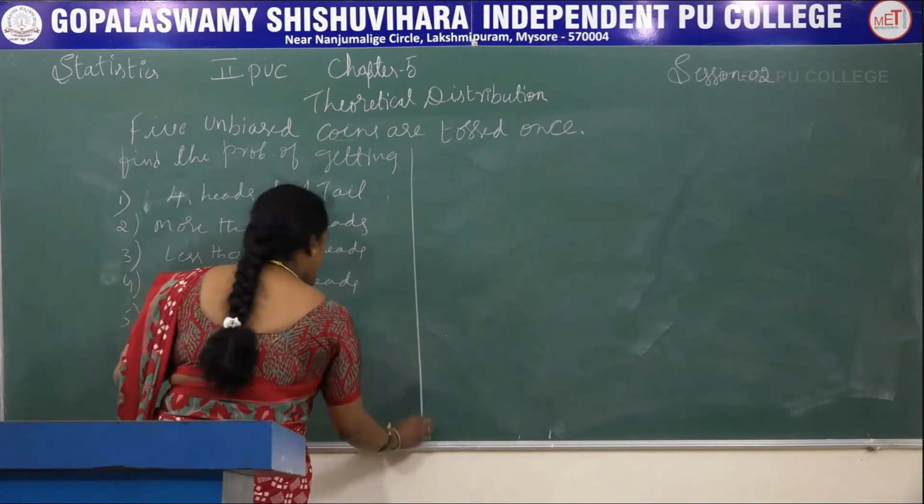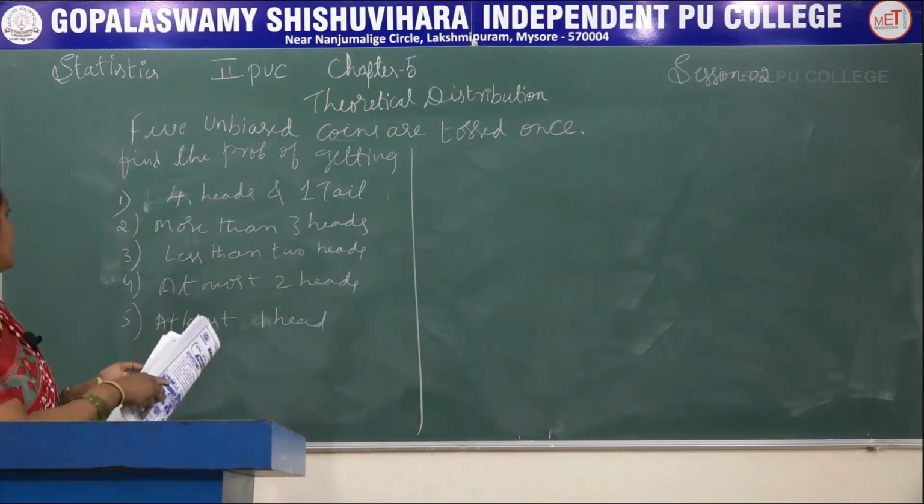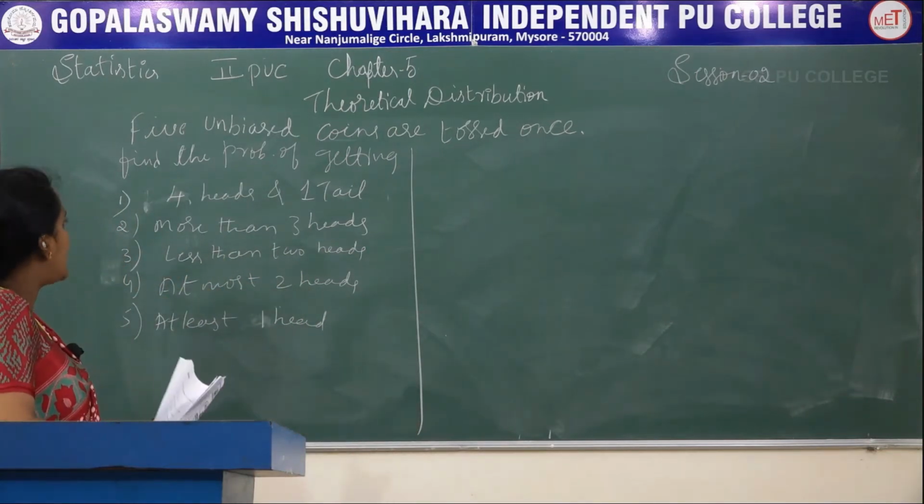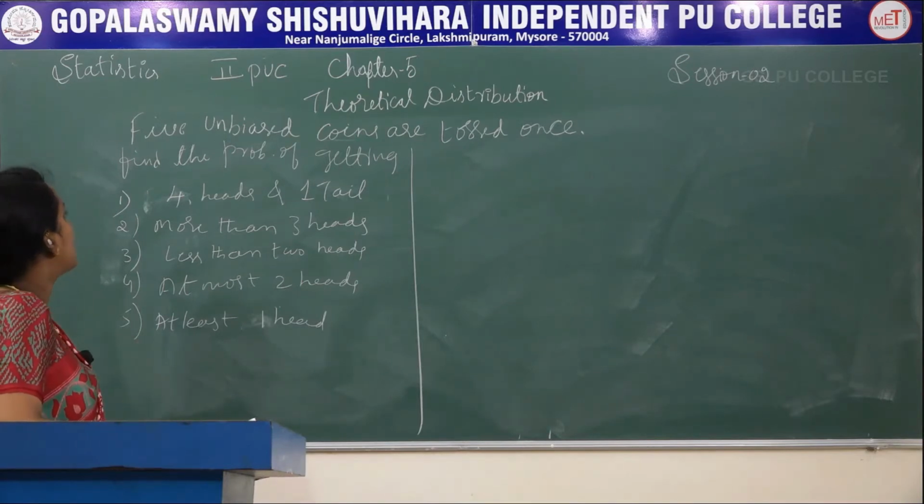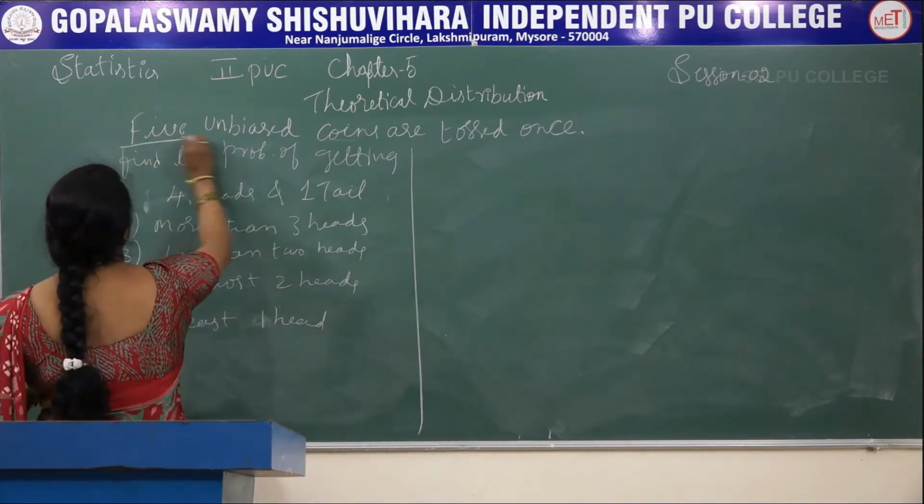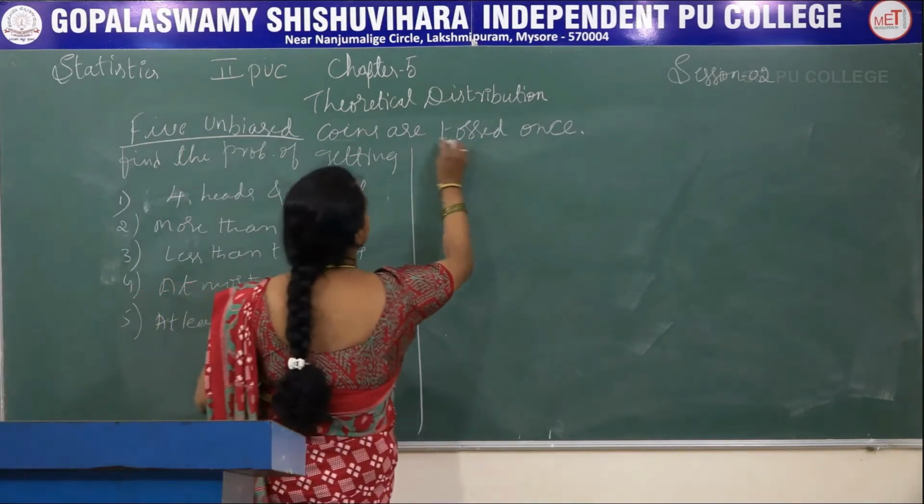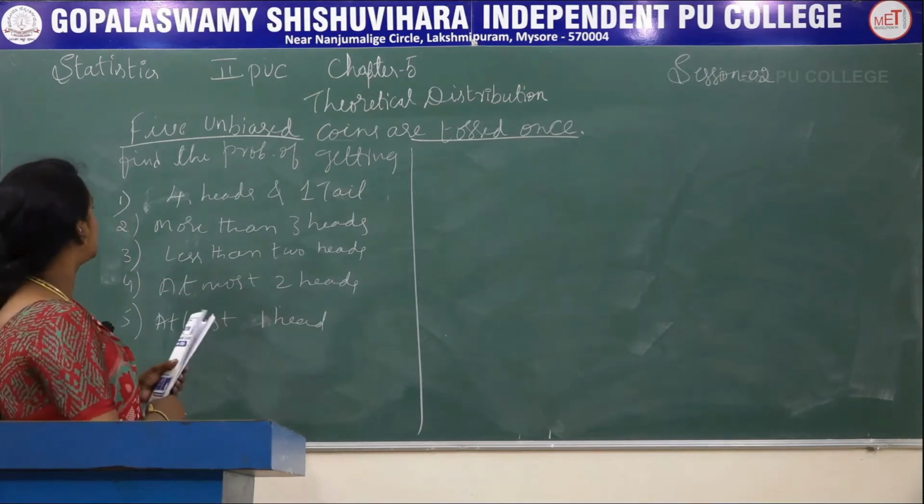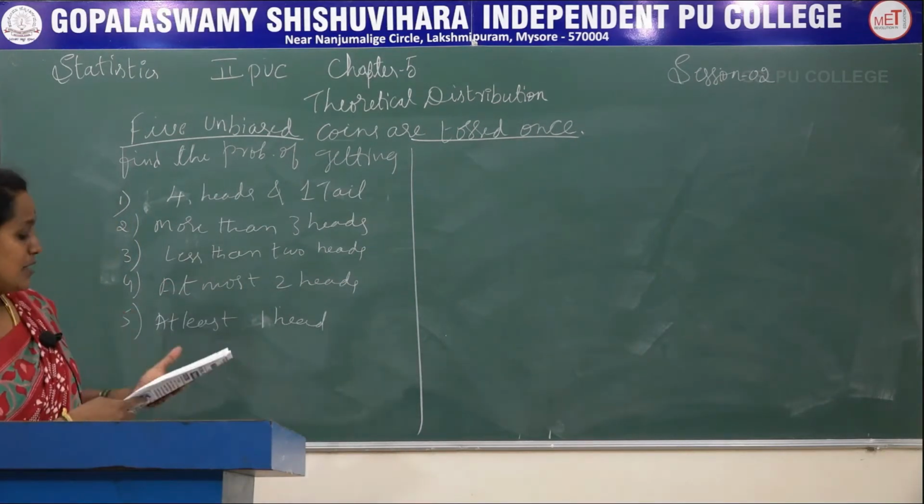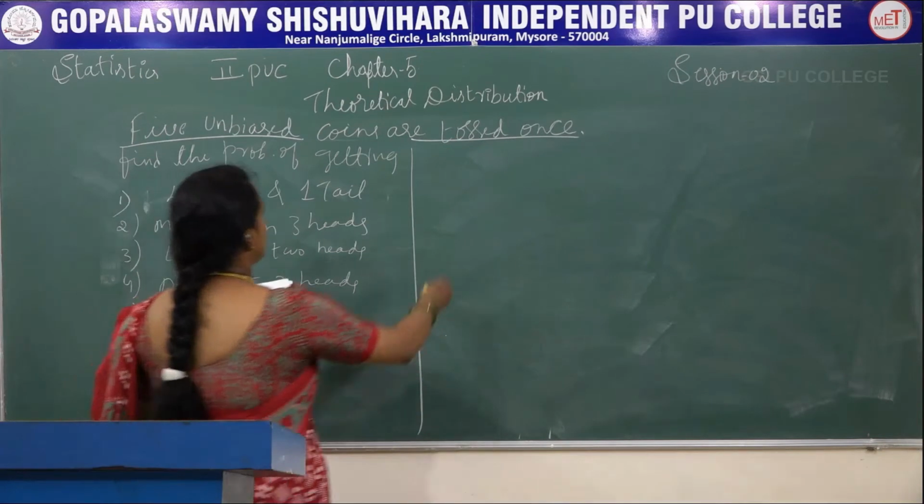So this is the problem they have given. They have not mentioned any n value or p value. Here they have given 5 unbiased coins tossed once. We are going to see the probability of getting heads and tails. First, the solution is like this.